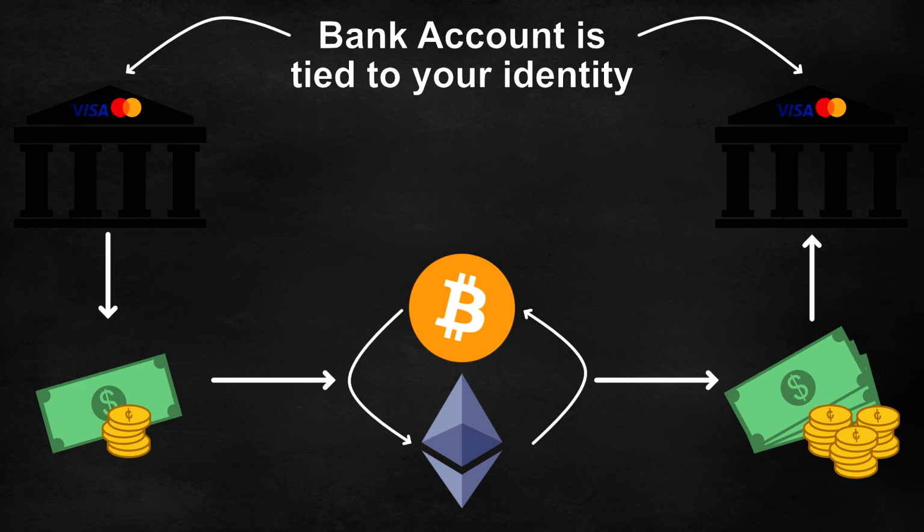Anytime you use a credit or debit card to purchase cryptocurrency, your account on the centralized exchange is automatically linked to your real-world identity, and therefore, even if you send funds off of the centralized exchange, those funds are traceable back to you, unless you go through some steps to obfuscate your identity.